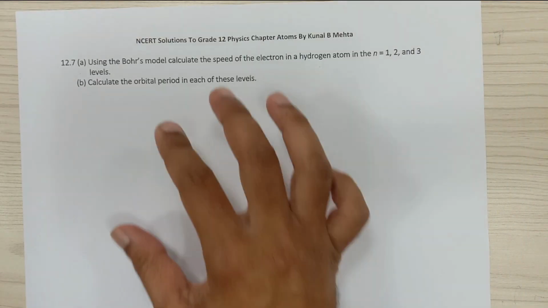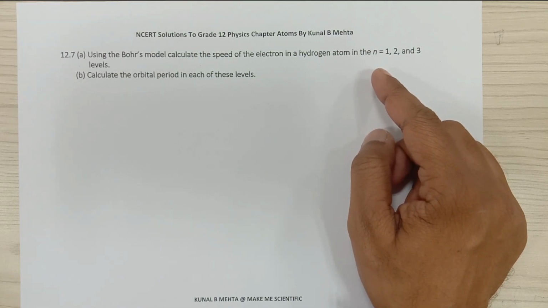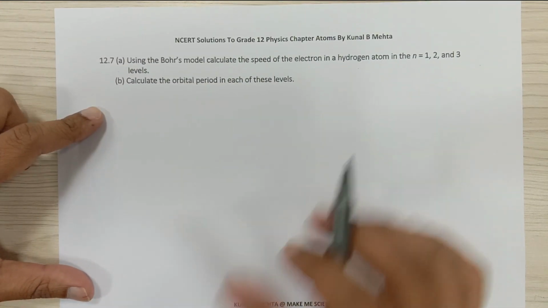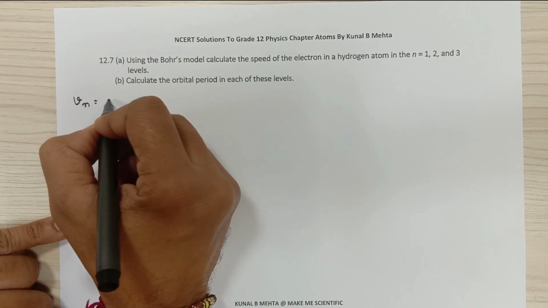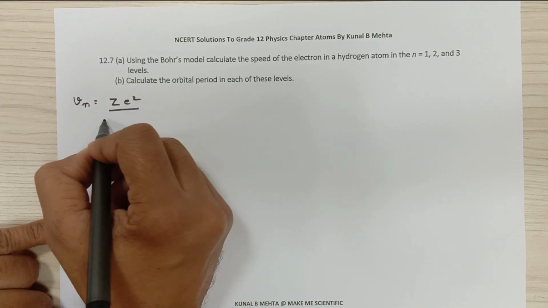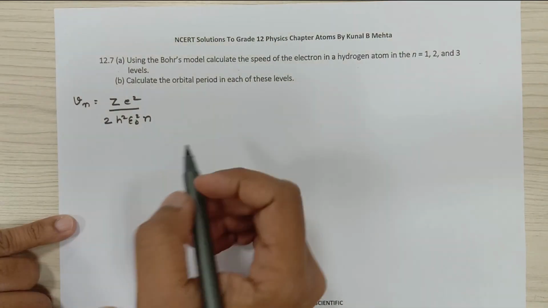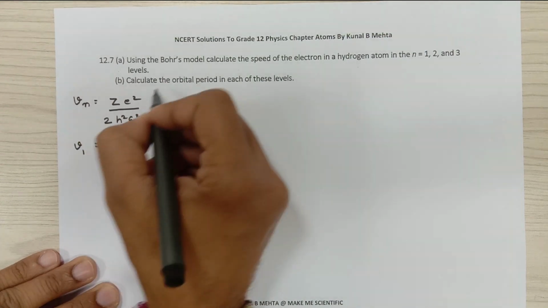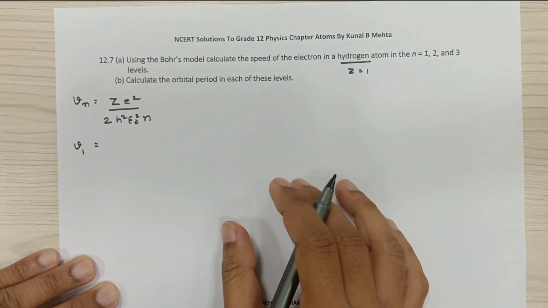Here in this question they are asking us to find the electron's velocity in the first, second and third orbit. So let us find that. The velocity expression we just derived is vn equal to z e square upon 2 h epsilon 0 n. For the first orbit, n is equal to 1, and they are talking about the hydrogen atom, so for the hydrogen atom z is also 1.